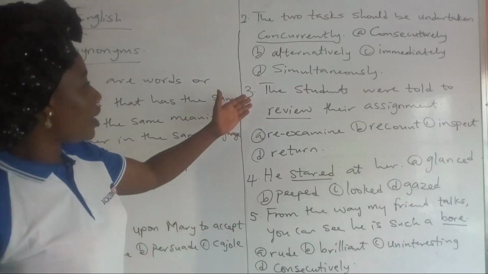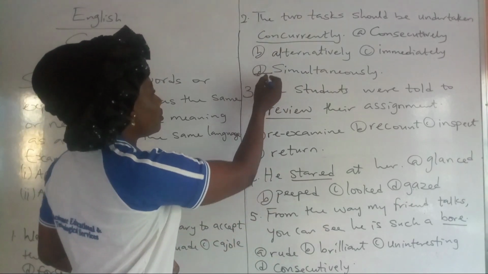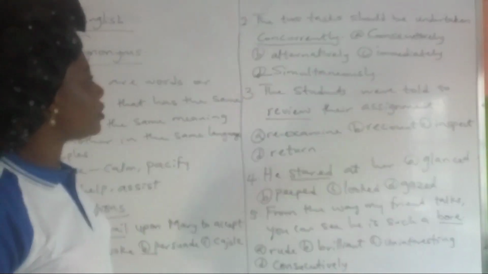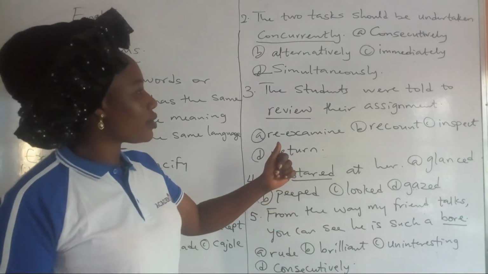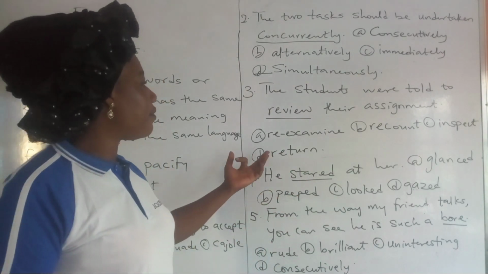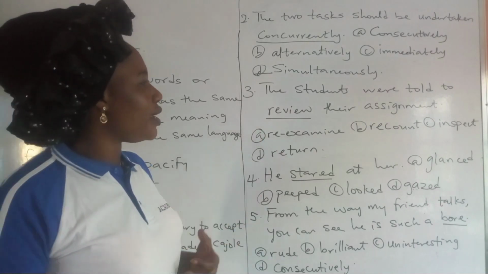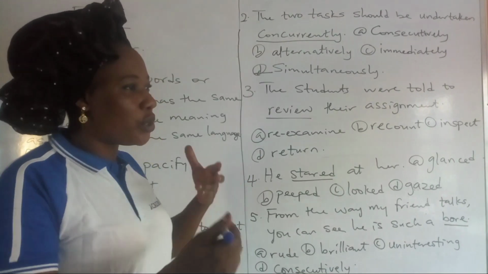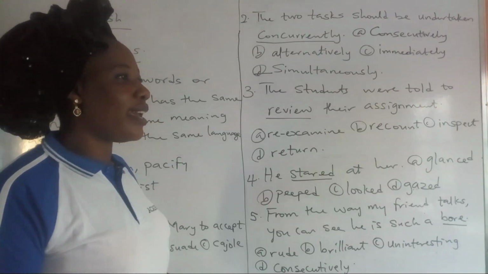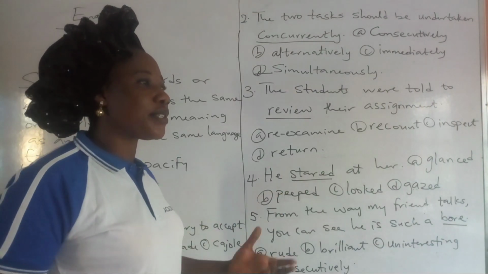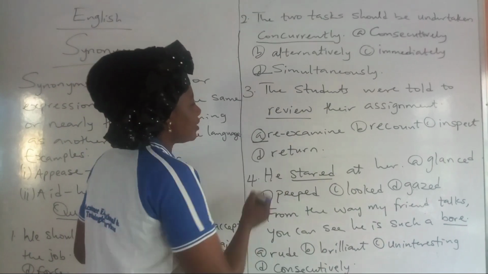Then the next one is number 3, and the question reads, the students were told to review their assignments. The options are A, re-examine, B, recount, C, inspect, and D, return. Now, according to the way this review is being used, what is likely to be the word that can replace this and will not alter the meaning of the sentence? That is re-examine. That is, they should go over it again, so that even when they come across a similar question in any of their exams, it will not be difficult for them to pass. So the answer is re-examine.